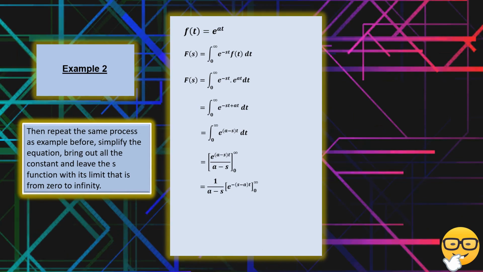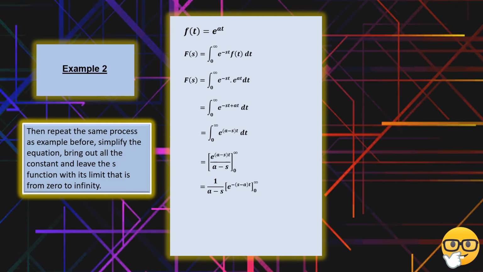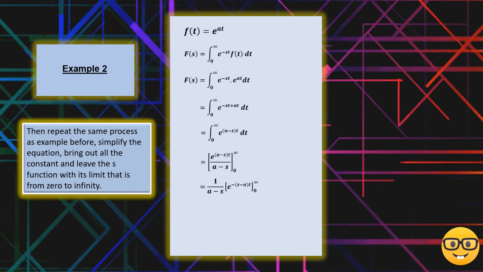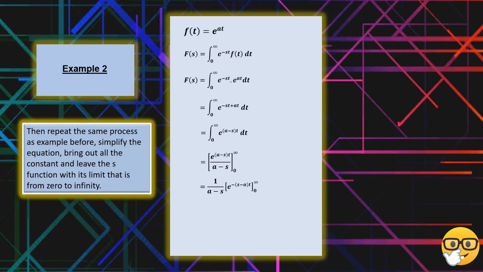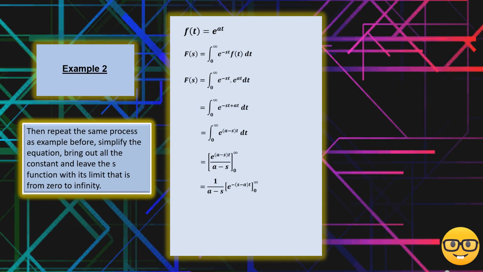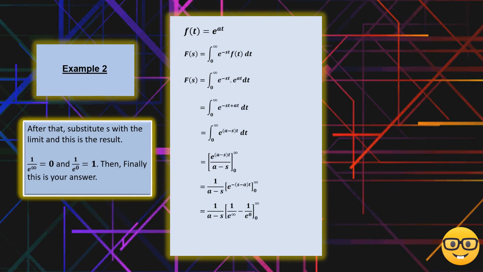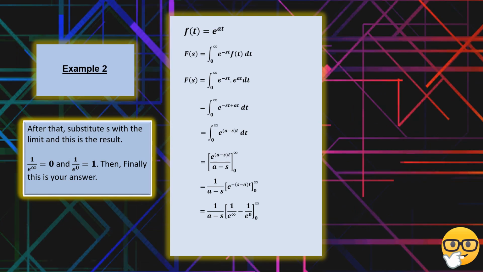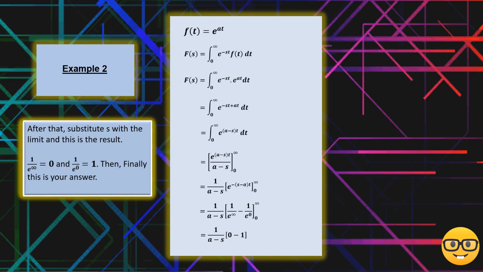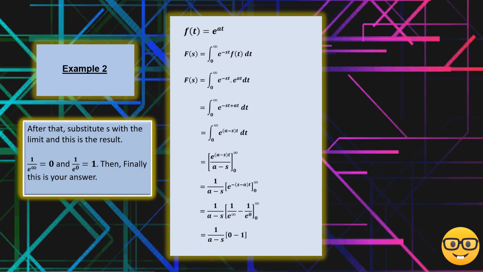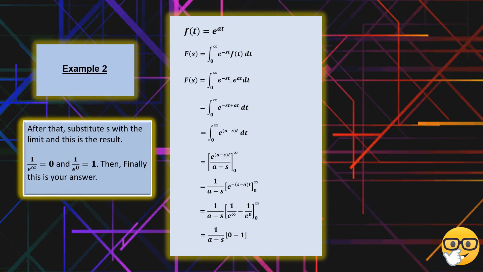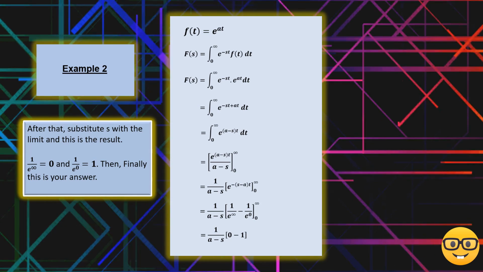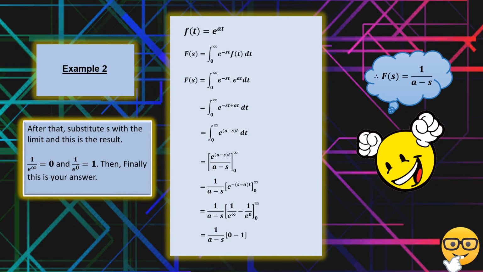Then repeat the same process as the example before. Simplify the equation, bring out all the constants and leave the s function with its limit that is from 0 to infinity. After that, substitute s with the limit and this is the result. 1 over exponent of infinity is equal to 0 and 1 over exponent of 0 is equal to 1. Then finally, this is your answer.